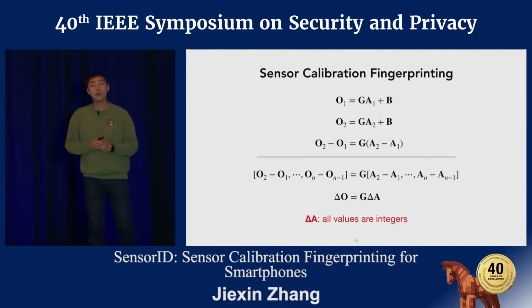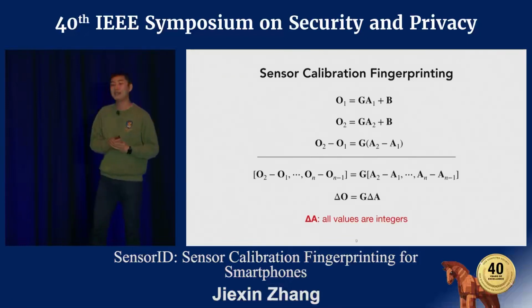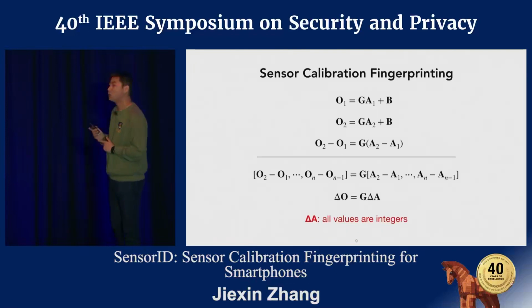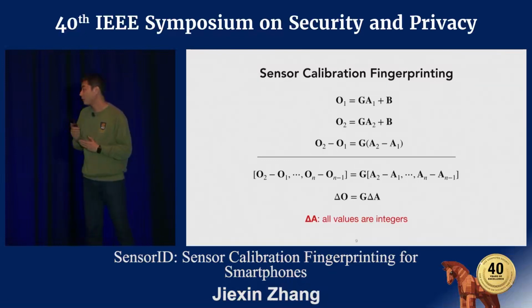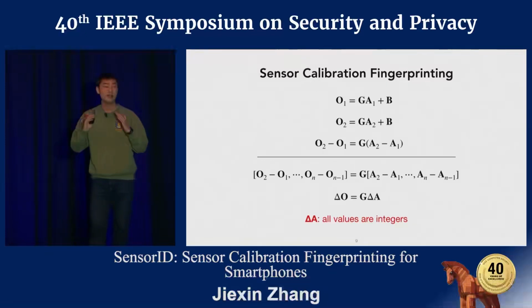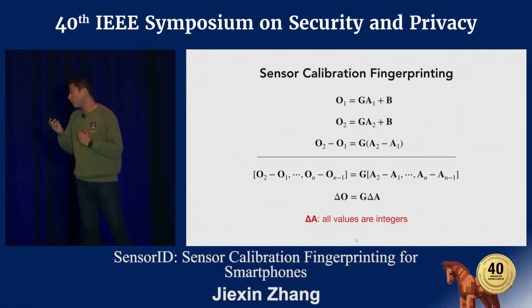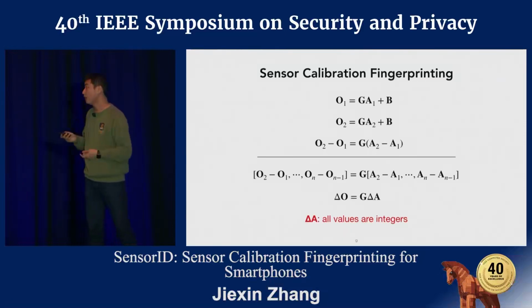First of all, we know that the output of the ADC can only be an integer, which means that the matrix delta A here only has integer values. And we also know that the gain matrix here is close to its nominal value, which means the value that the sensor is designed to operate at. And this value is often documented in the datasheet. And these properties allow us to infer the value of delta A and further estimate the value of the gain matrix G here.